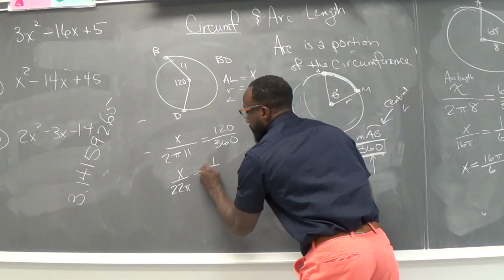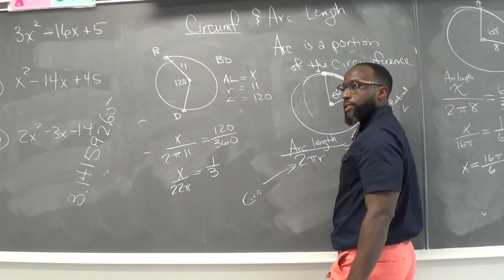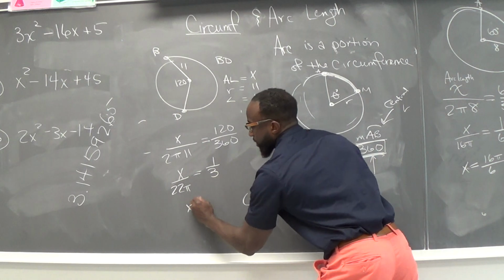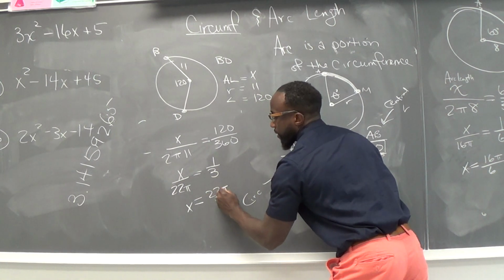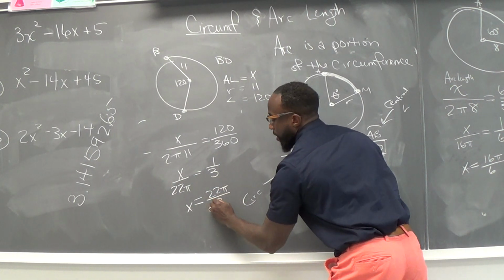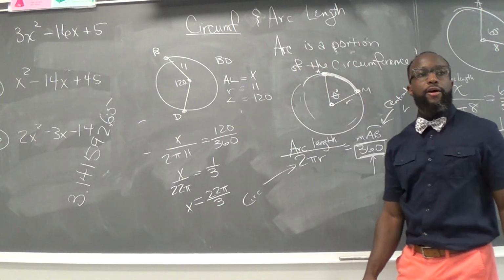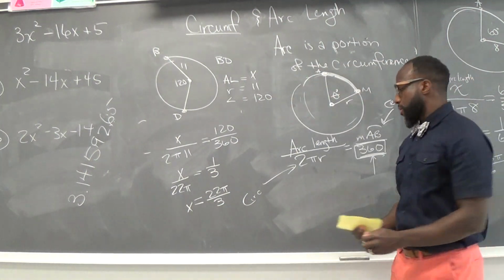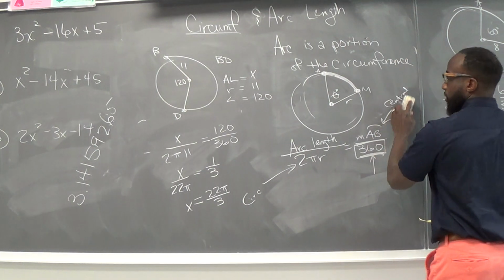1/3. Good, 1/3. So then when we work this out, we'll get 22 pi, because we multiply both sides by 22 pi over 3. 22 pi over 3 equals, what? I need my calculators.